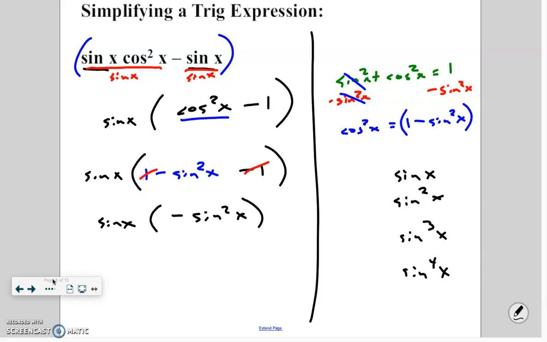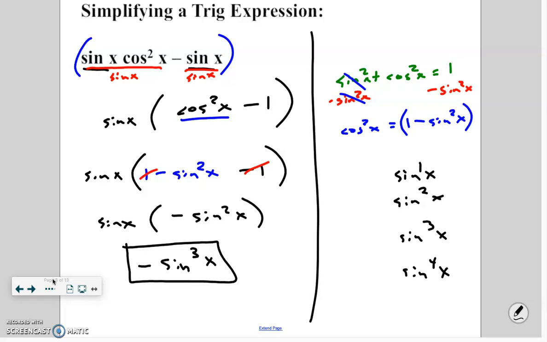What about sine x? What does that mean? That's to the first power, isn't it? So when I multiply these, what am I going to get? Negative sine cubed x. Okay? That's our final answer. That's as simplified as we can get. How do we know that? Well, we got down to one term. That's a pretty good indication.